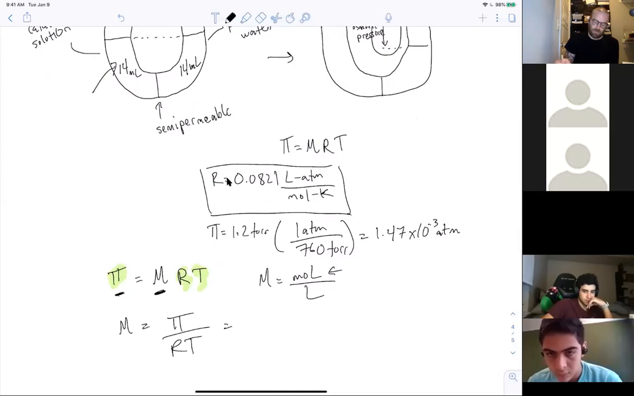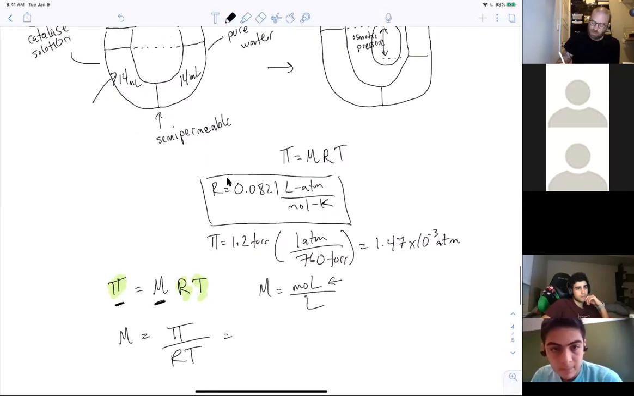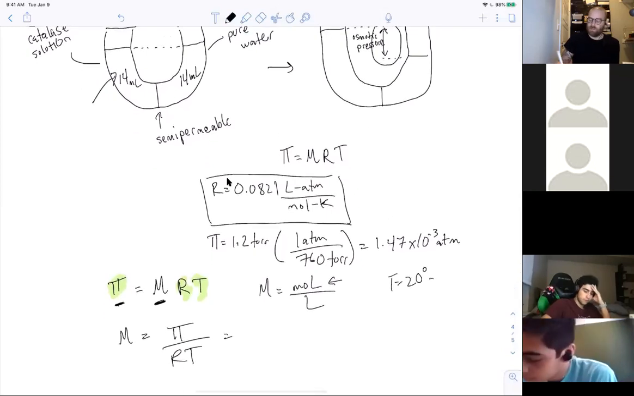Do we have to convert the temperature? So again, because it's in Kelvin. Yeah, thank you. I was about to say again because of the ideal gas constant, but yeah, you're right. So T is equal to 20 degrees Celsius, which is 298 Kelvin.